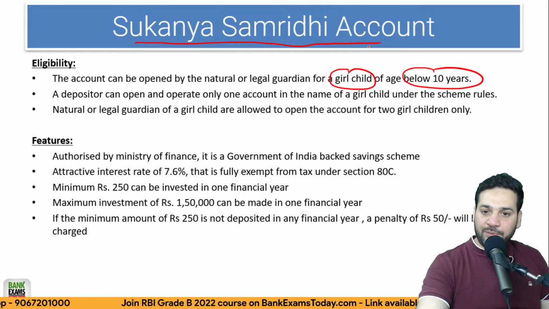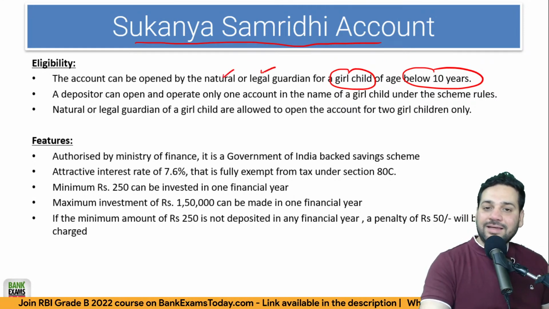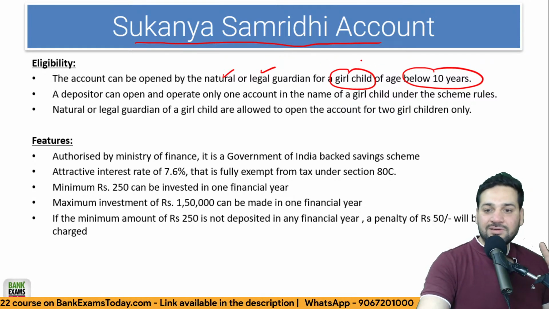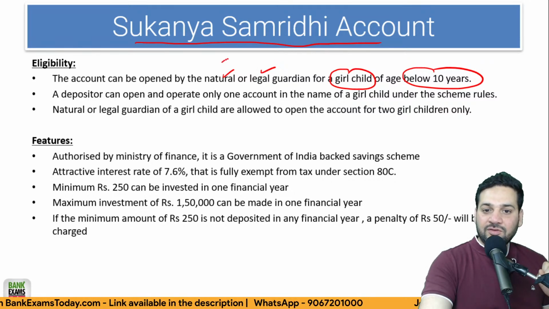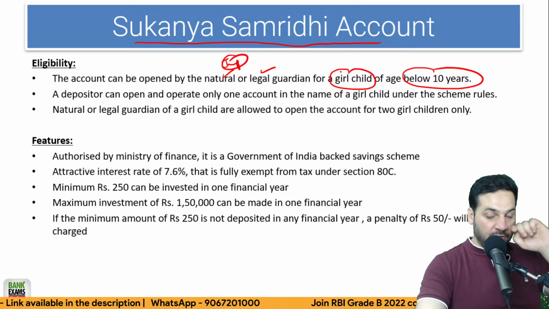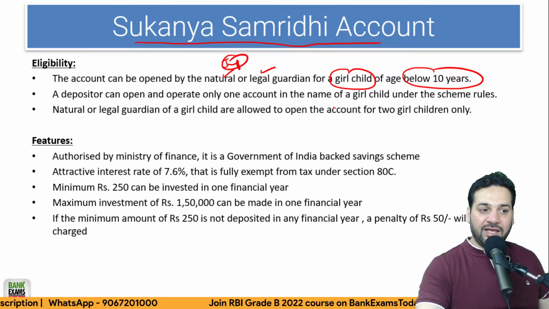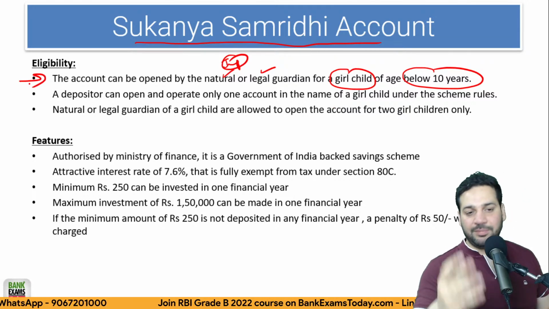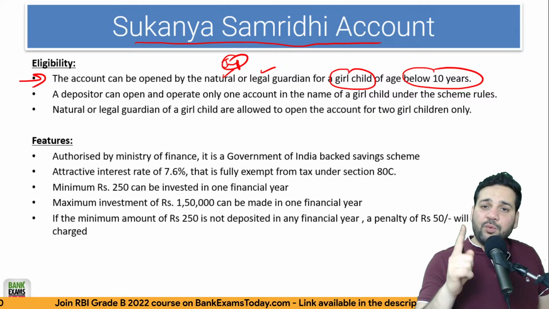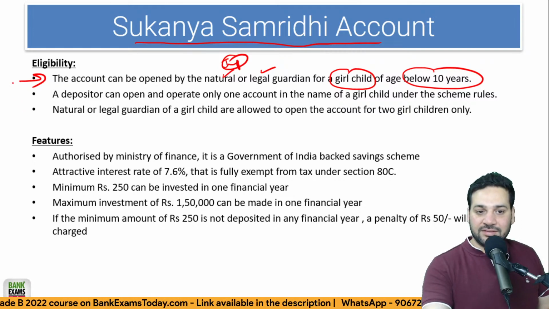First of all, you are supposed to remember that only a natural or the legal guardian can open the Sukanya Samriddhi account for the girl child, not the boy child. So that is important. The eligibility criteria: the natural or legal guardian can open it, it should be for a girl child, and she should be below the age of 10 years. Please remember that. And only one account can be opened. You cannot have multiple accounts for the same girl child. That is another important point.